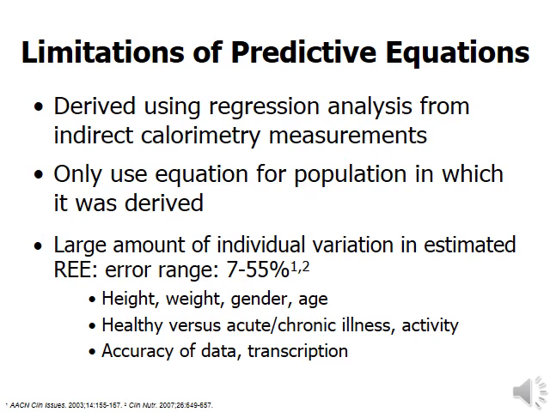Predictive equations have a large amount of individual variation in estimation of energy expenditure, with a large range of error, 7 to 55%. Factors impacting range include anthropometrics, age, health status, activity, and accuracy of data and transcription. Measured energy expenditure is a more accurate method for determining energy requirements. There are various methods for measuring energy expenditure.